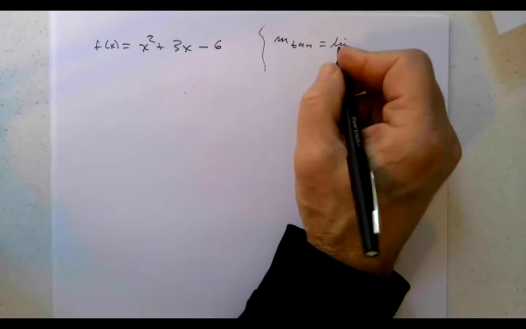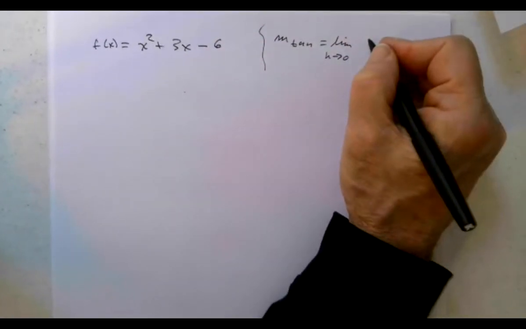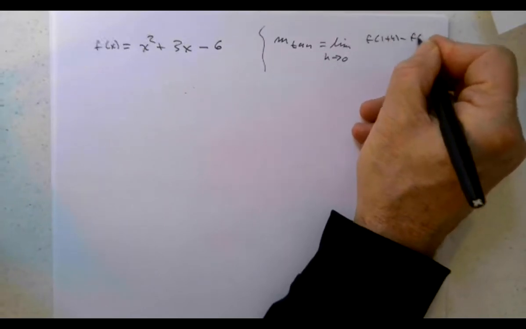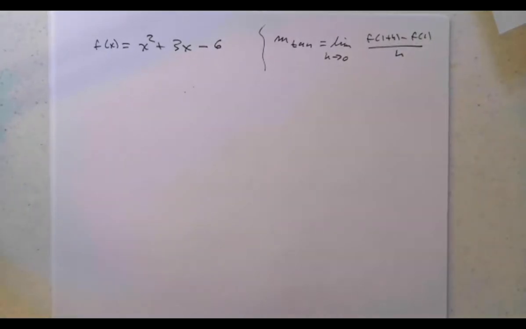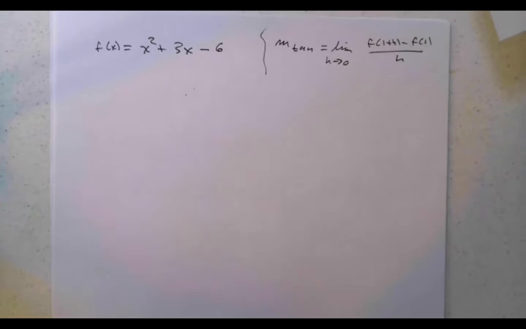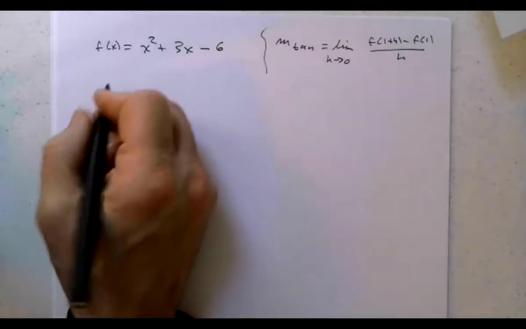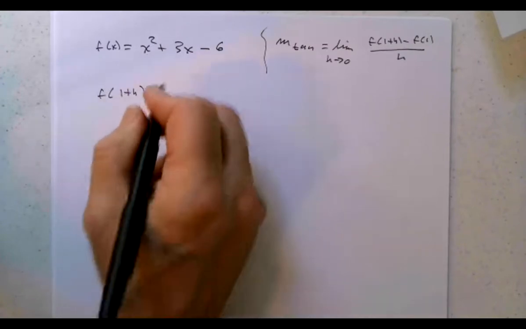Is the limit as h goes to 0 of f of x plus f of 1 plus h minus f of 1 over h. So what am I going to do? Well, we're going to go ahead and find f of 1 plus h. What is f of 1 plus h? Plugging in 1 plus h for x.